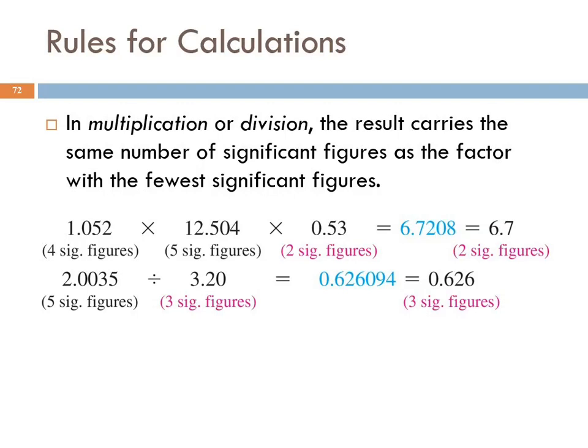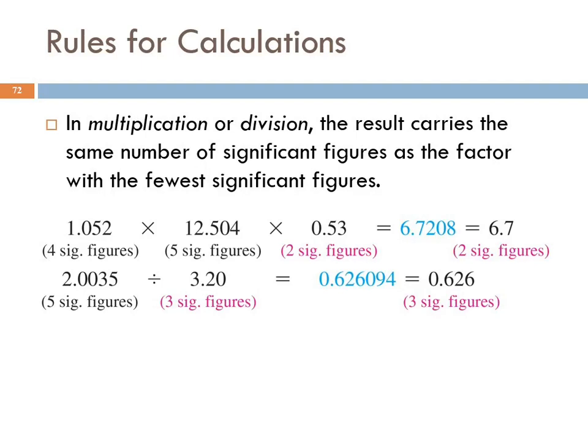The easy part is, which number is smaller, 4, 5, or 2? 2. That's the kind of question we can handle at 8 o'clock in the morning, right? 2. So that means that we're going to take 6.7208 and round it off to 6.7. We're just going to keep 2 digits.